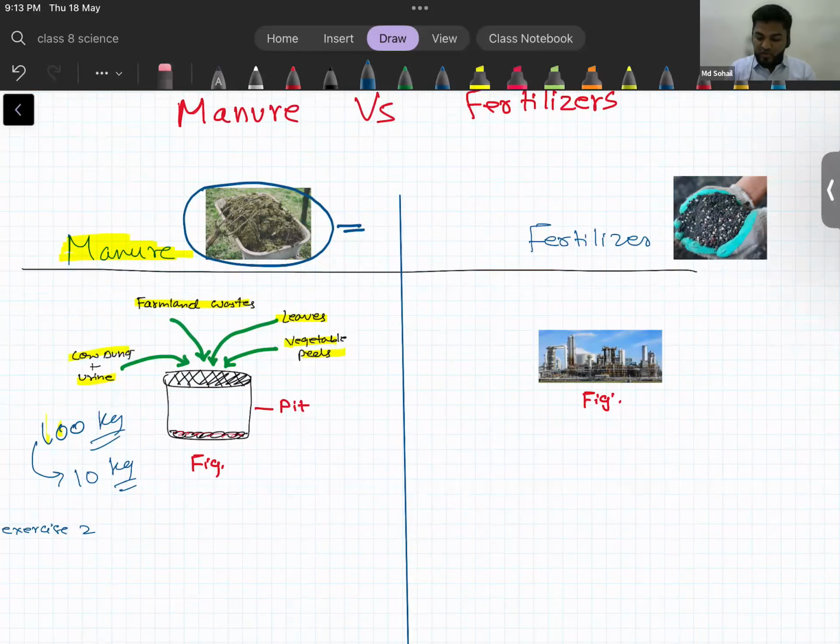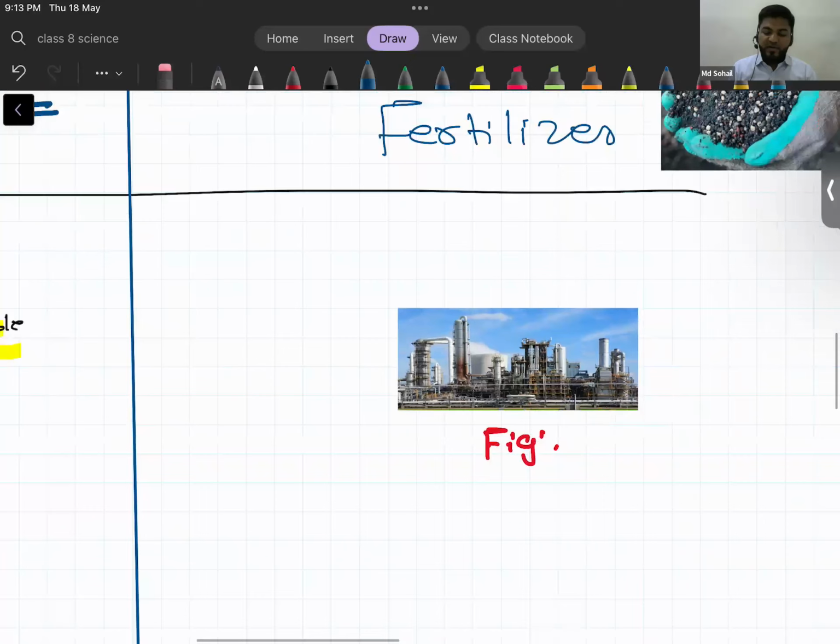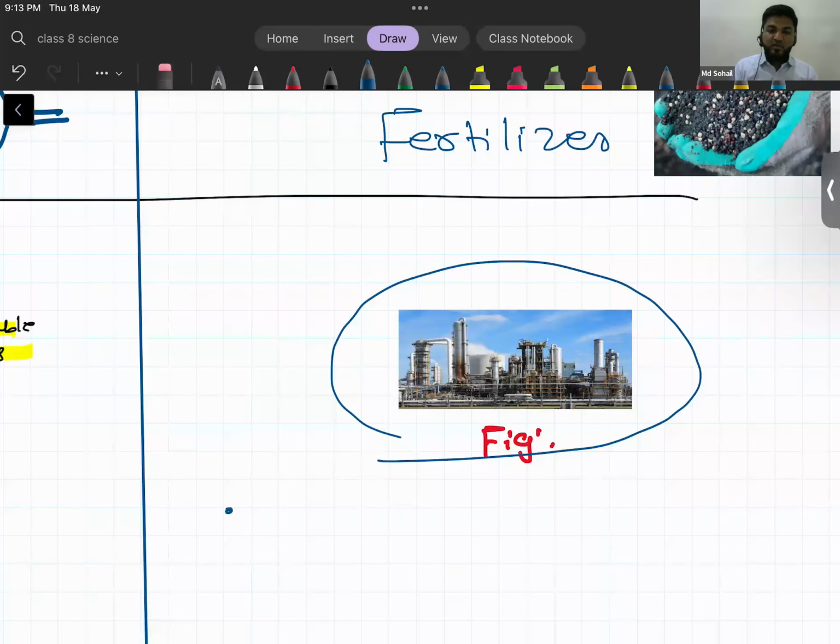Here is a picture of a fertilizer industry. To prepare fertilizer, we need raw materials. What are the raw materials to prepare fertilizer? It's just chemicals. So we need certain chemicals to prepare fertilizers.